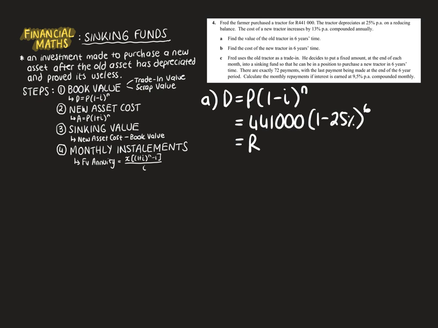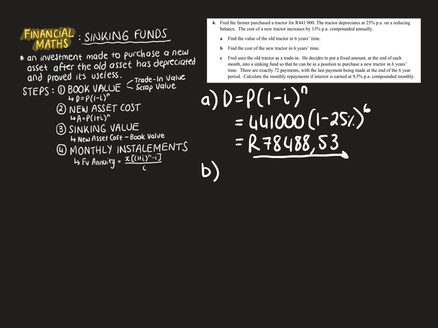So we have 441,000 times (1 minus 25 shift percent) to the power of 6. And we have 78,488.53. So the value of your tractor in 6 years' time drops from 441,000 Rand to 78,488 Rand and 53 cents. Okay. Just shows you how fast things depreciate, especially vehicles or equipment. Definitely not something to invest in.